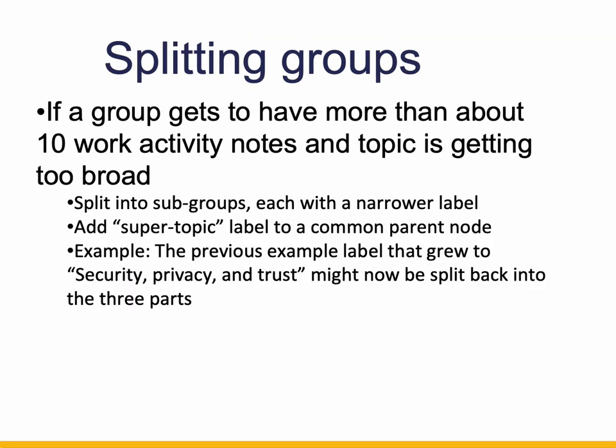So we can also split groups in addition to joining groups. And if a group, and this is according to the text, gets to have more than about 10 work activity notes, and the topic's getting too broad. That may or may not be so. You can tell if it's getting too broad. You might start seeing ambiguous notes, things like that.